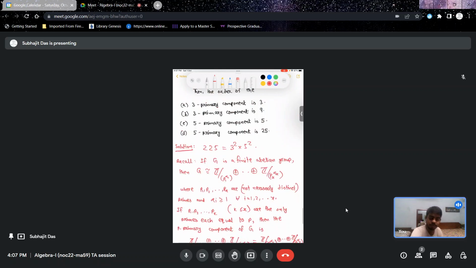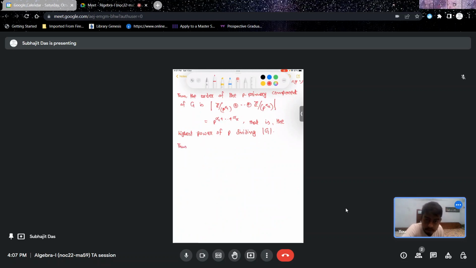Now since 225 is 3 squared times 5 squared, the order of the 3 primary component has to be equal to 3 squared, right? The highest power of 3 dividing 225 is 3 squared, that is 9. So the order of the 3 primary component is 9. Whatever that primary component is, it can be Z3 cross Z3 or it can be Z9, doesn't matter, but its order has to be 9, and the order of the 5 primary component will have to be 5 squared, which is 25.